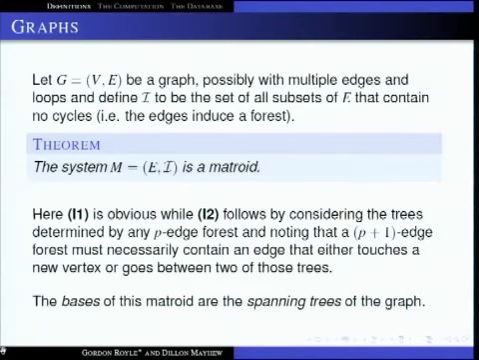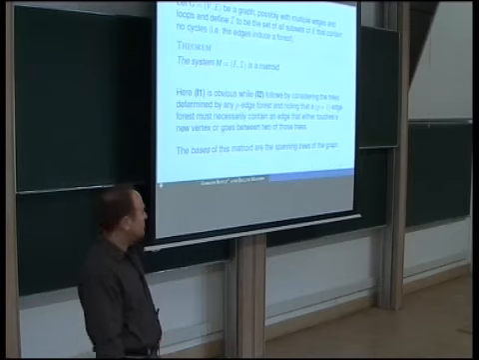Graphs give you matroids in a number of different ways. This is the way that's sometimes called the cycle matroid. Just take any graph, can be a multigraph, loops as well if you wish, and define the independent sets to be any subsets of the edges that induce a forest or a tree, a graph with no cycles.